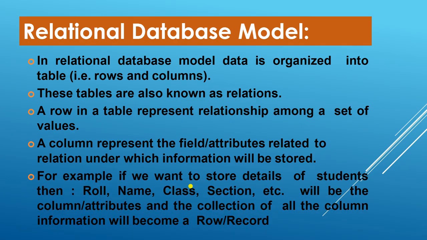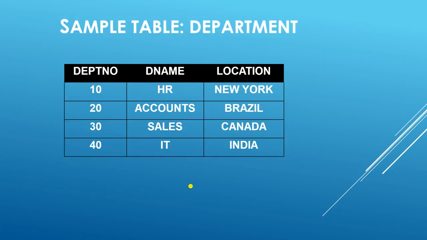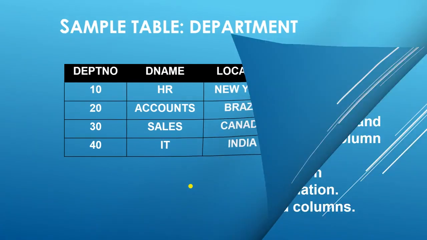Now for example, if we want to store the details of a student, then we need roll number, name, marks, section, and then we write the information according to their column names. Now this is the sample table of department. In this way you will create your tables.